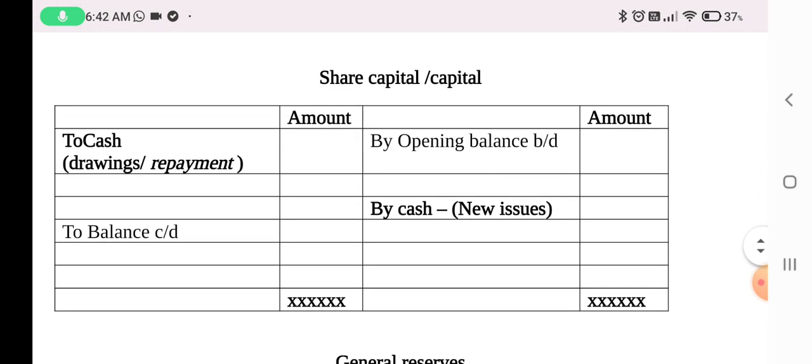Then go to the share capital. It starts with the opening balance and has a closing balance. It is common, but during the year the shares may be further issued. If you issue shares, cash comes inside, so that should be entered on the credit side.